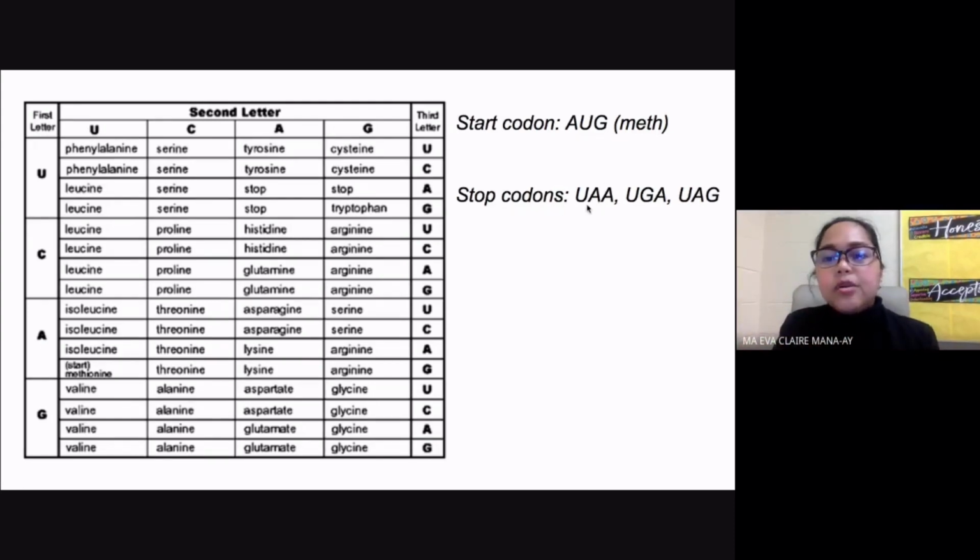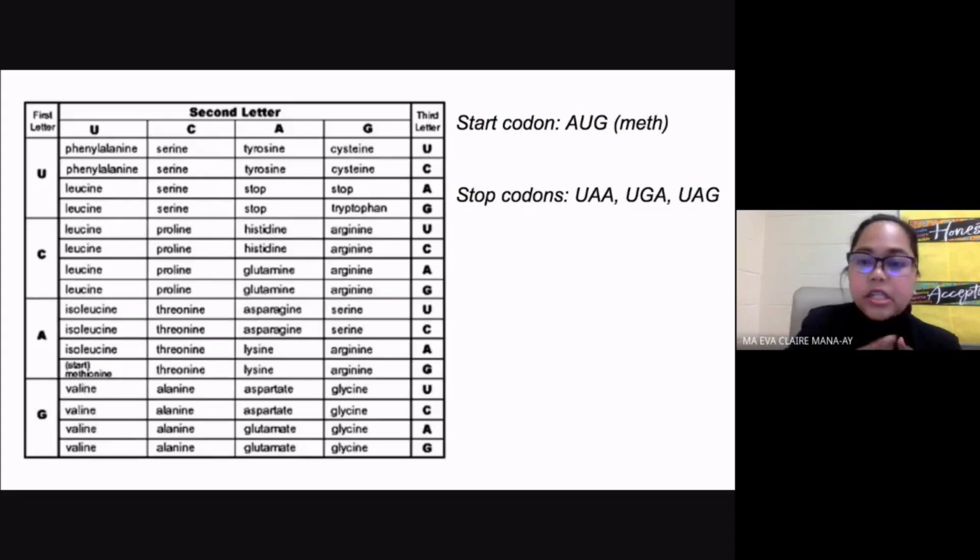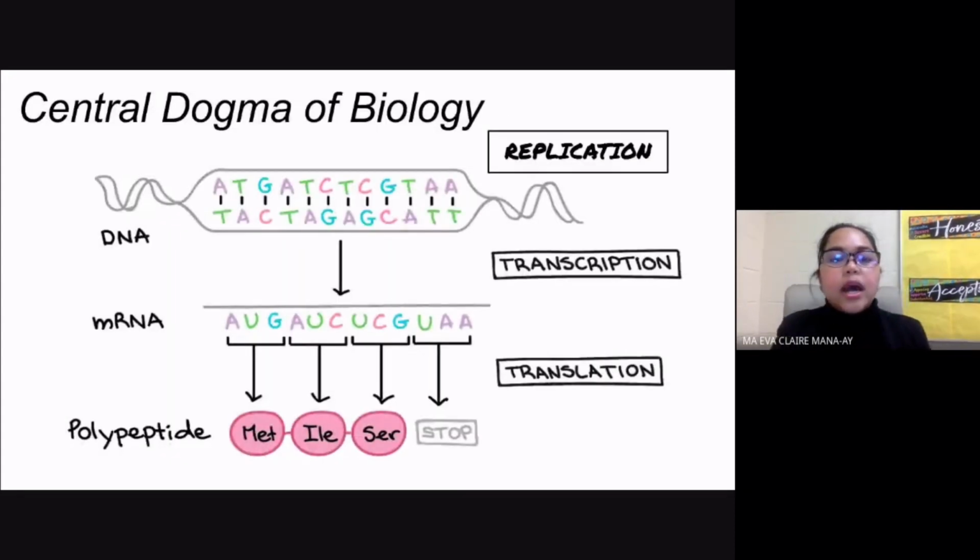Now, once you see any of these three, your UAA, UGA, or UAG, then you stop coding. Okay, we'll have some activities on this tomorrow. All right, so again, these are the different processes that we studied today.